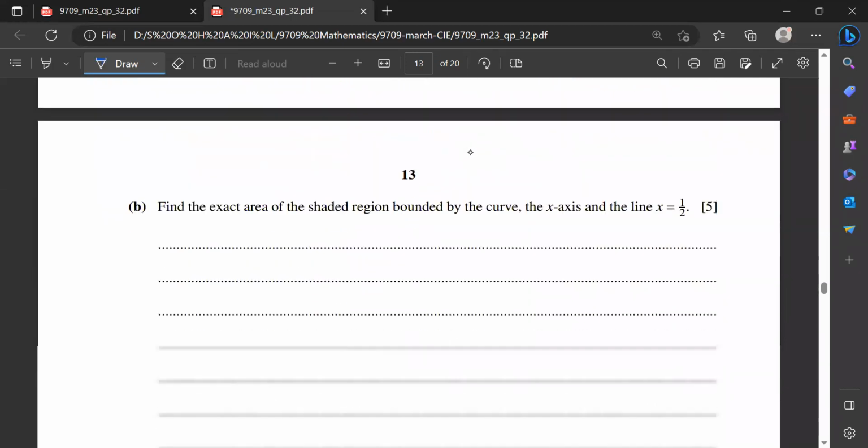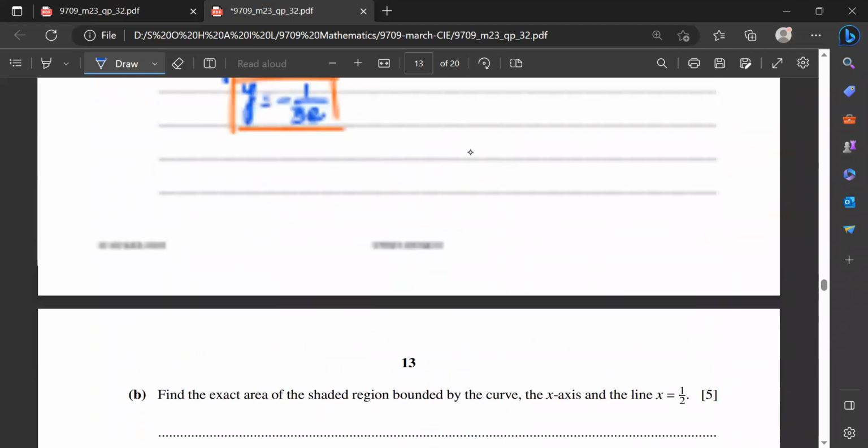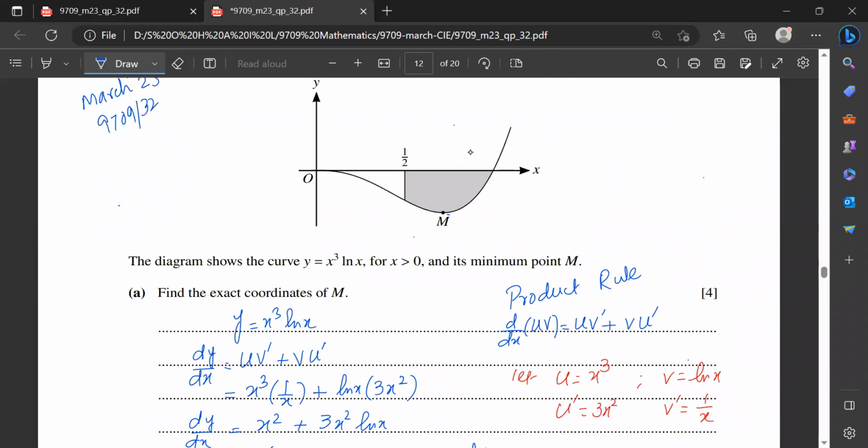Second part is find the exact area of the shaded region bounded by the curve, x-axis and the line x equals 1 over 2. Means this area. So this area is question mark. This area is question mark.